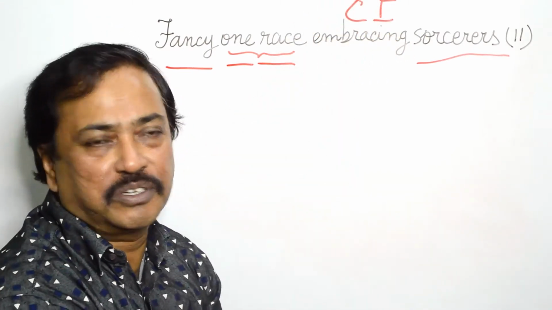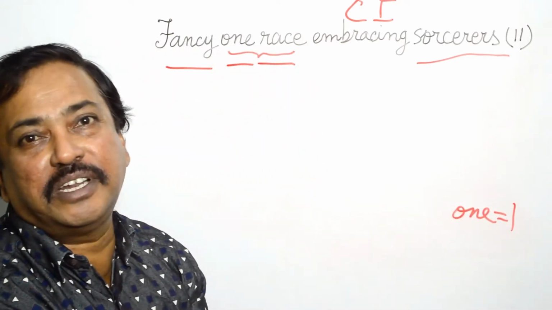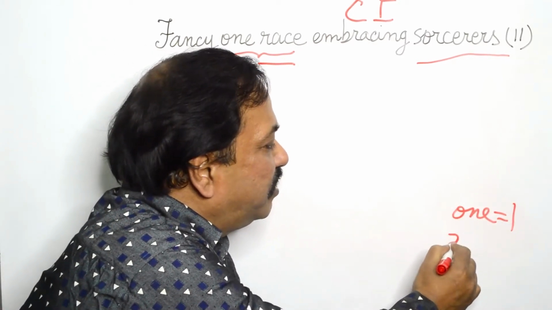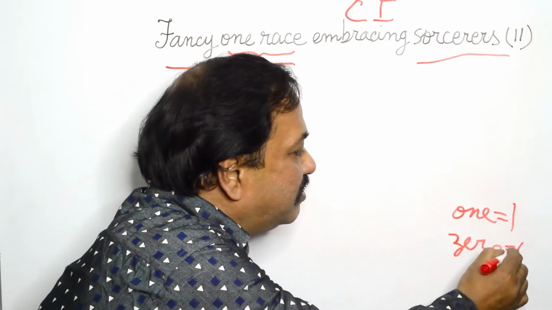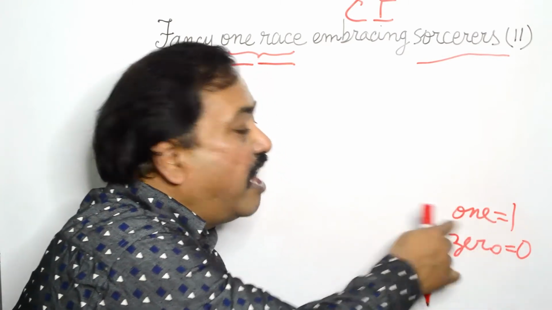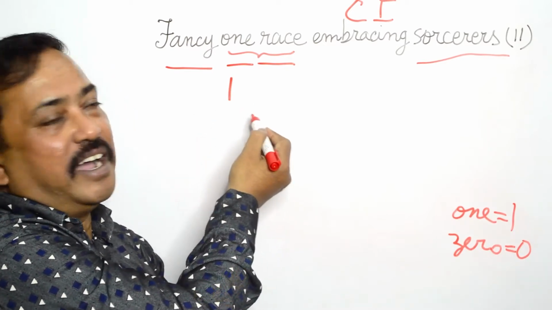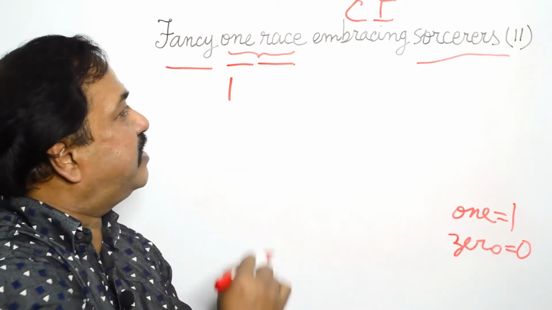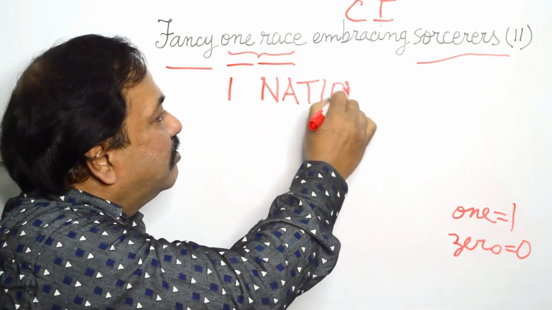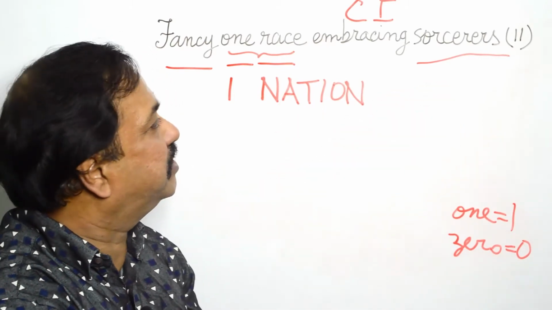Now in crossword clues, normally we have the letter I, and in English numerals also we write like this, 1 or 0 like this. So we write the letter O for 0, the letter I for 1. So here 1 can be taken as I, and race is nation. Now this is asking for an 11-letter word.